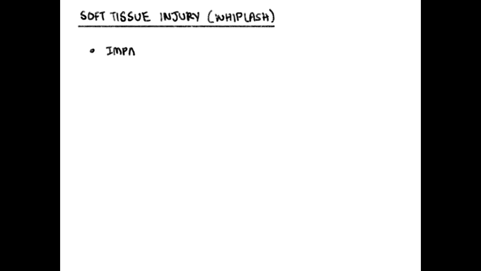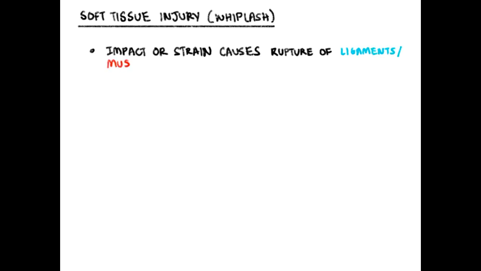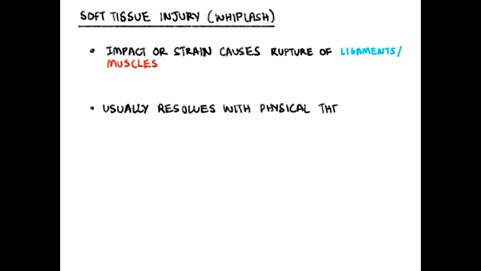Another very common condition that I see in my spine clinic is soft tissue injury, which is colloquially known as whiplash. Whiplash is very common after motor vehicle collisions where your neck undergoes a sudden acceleration and then deceleration, and this can injure the complex series of ligaments and muscles around your neck. Usually it does not require surgery, it's treated with physical therapy.